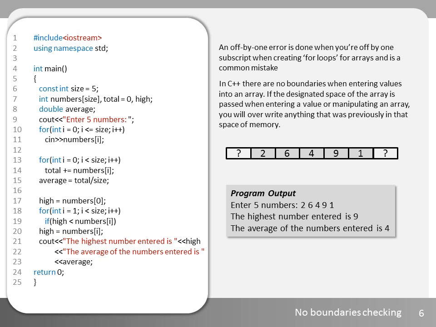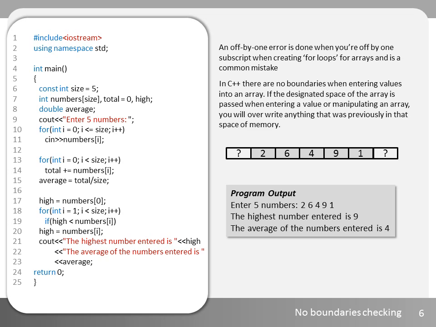And then when it leaves the loop, on the next line, it's going to assign to average the division between total and size, total being the addition of all the numbers in the array, and size being the number of elements in the array. And you've successfully stored the average in the variable average.